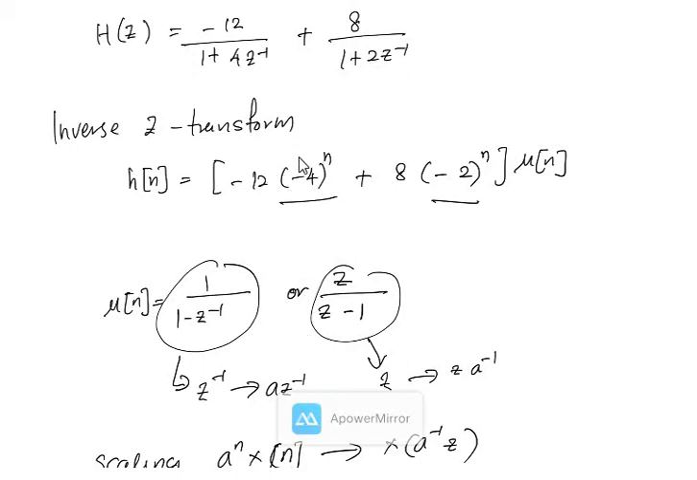Therefore, for the scaling, you have a power of n, so it's minus 4 power of n. Similarly, if you compare with this one, this means that the a here is minus 2. So if you follow this one, it's minus 2 to the power of n x[n], but your x[n] is referred to the u[n].